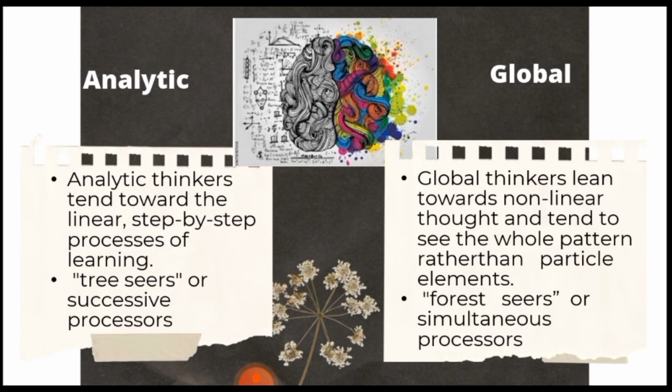Next, global. Global thinkers lean towards nonlinear thought and tend to see the whole pattern rather than particular elements. They are considered as fast seers or simultaneous processors. They need to comprehend the concepts before they begin focusing on the details. They actively participate when the information is related to their lives.